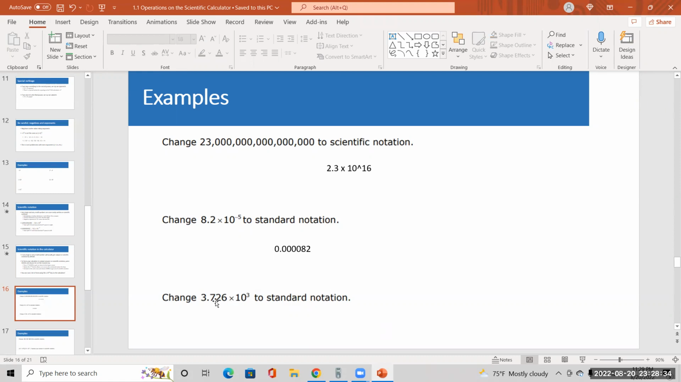Same thing here. We're going to move it 3 decimal places, but we're going to the bigger side because it's positive. So 1, 2, 3, and this is just going to give us 3726. So 3,726. Okay. Definitely make sure that you are familiar with this.